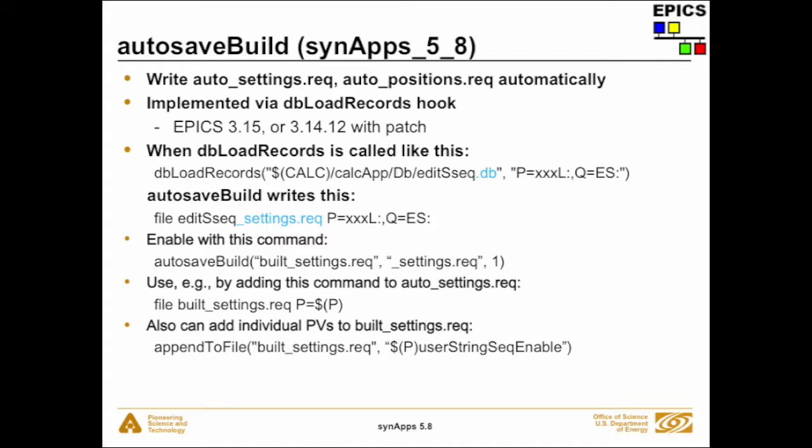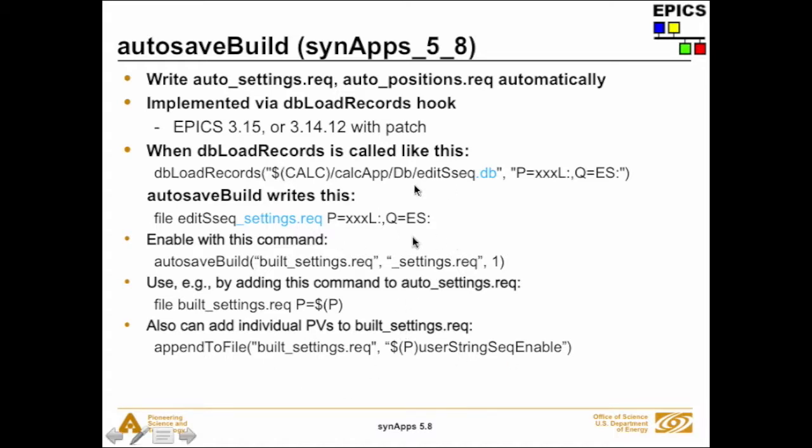The most recent capability in Autosave is called Autosave Build, and it allows you to write your auto settings and auto positions files automatically. And what it does is, Andrew Johnson modified dbLoadRecords so that it had a hook, so that you could specify that whenever dbLoadRecords is called, a user-specified function gets called with the same information that dbLoadRecords received. And Autosave Build uses that. Recent versions of base have that, and I've modified at least one version of base on APS Share to patch it to have this capability.